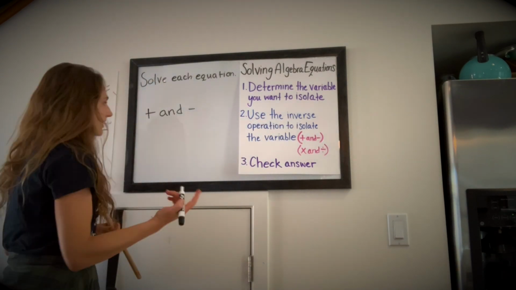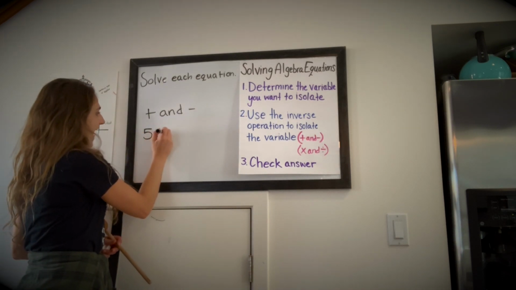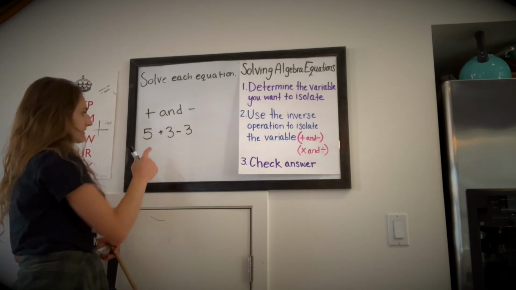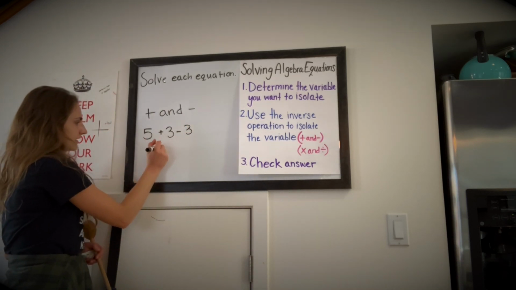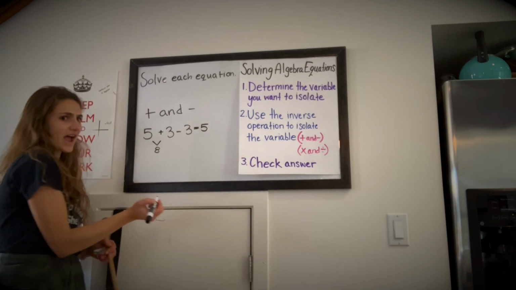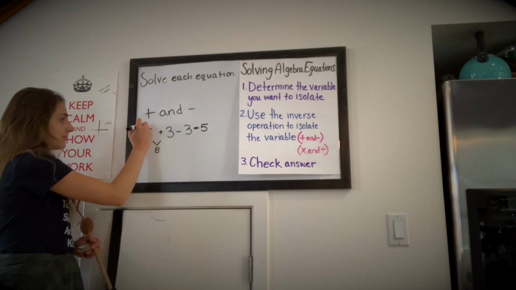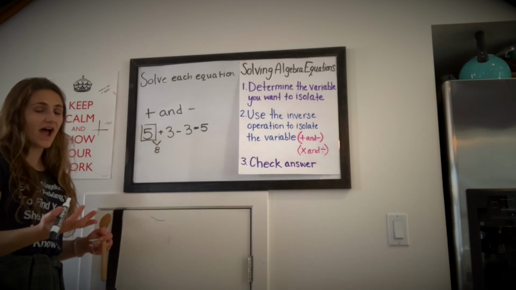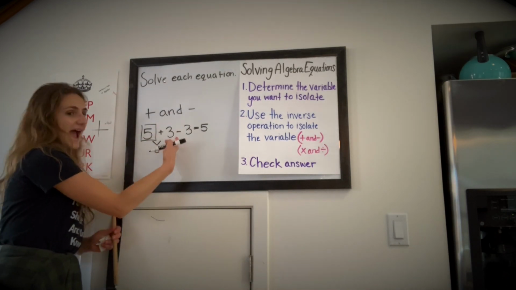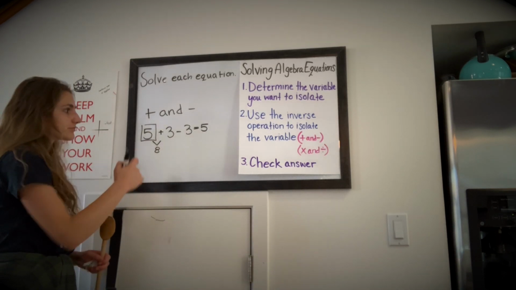So I want to show you something. If we take a given number, in this case we'll take the number 5, and if we add 3 to it and subtract 3 from it, let's see what happens. 5 plus 3 equals 8. 8 minus 3 equals 5. So if we add and subtract the same number to 5, we are left with 5. That's because these operations are opposite one another. If we add 3 and then take away 3, we're left with where we started, which is 5.